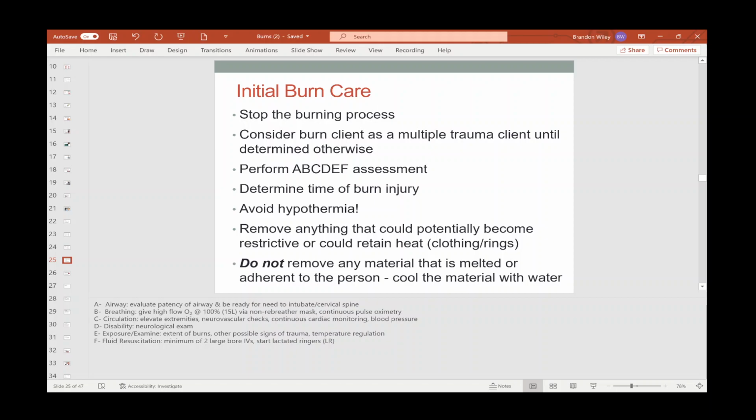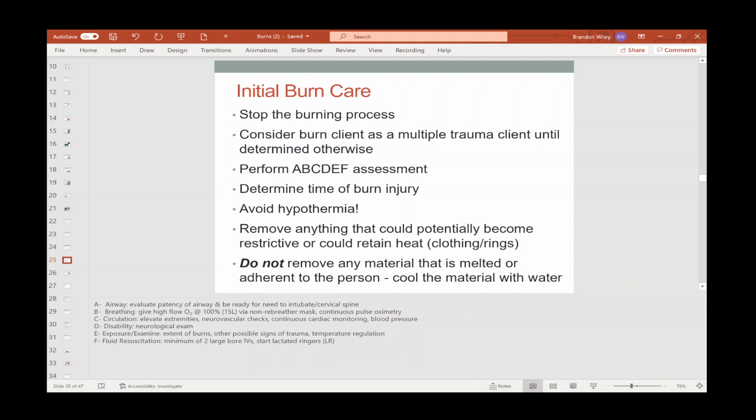B, of course, is breathing. So we may have to intubate them, put some oxygen on them. C, circulation. At this point, you want to start a line because they're going to need it. And then, of course, neuro and all that. You're going to do your A, B, C, D, E, F, G. That's how you're going to treat it. So stop the burn, perform your ABCs. Determine the time of the burn. It's very important for you to know when they were burned, because if they were burned 2 hours ago, the way we treat them is a little bit different than if they were burned 30 minutes ago.